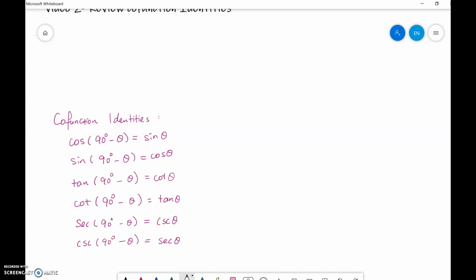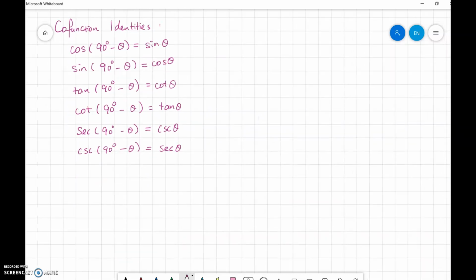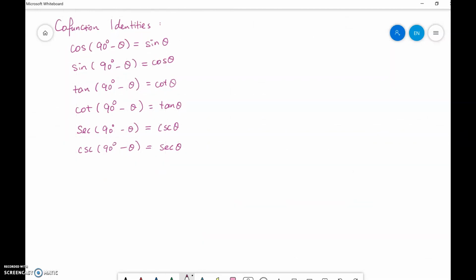So here we are not going to go into detail on the cofunction identities, but we want to combine the idea of the sum and difference identities with the cofunction identity. For example, since I have cosine of 90 degrees minus theta equal to sine theta, and I have a very similar identity from the difference identity we just talked about in the previous video, if both are true, can I change one into the other? So this is what we're going to do here.